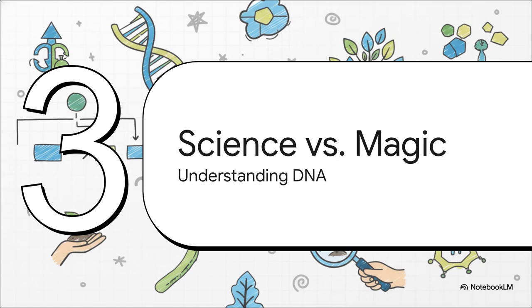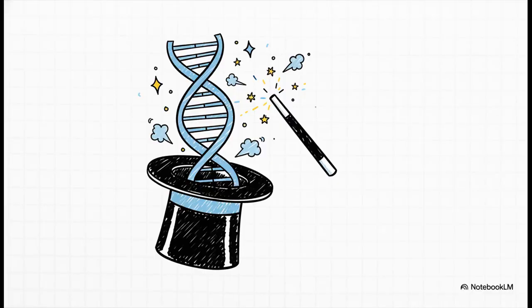Section 3. Science versus magic. Understanding DNA. Because of that slightly backwards learning order, attempting to study biology without a solid chemistry foundation means taking a whole lot of things on faith. For example, we're told DNA is the genetic code. Okay, sure, but how does that actually work mechanically? Without knowing the chemistry, to a lot of people, it honestly just seems like literal magic. You end up memorizing facts without ever understanding the mechanics beneath them.